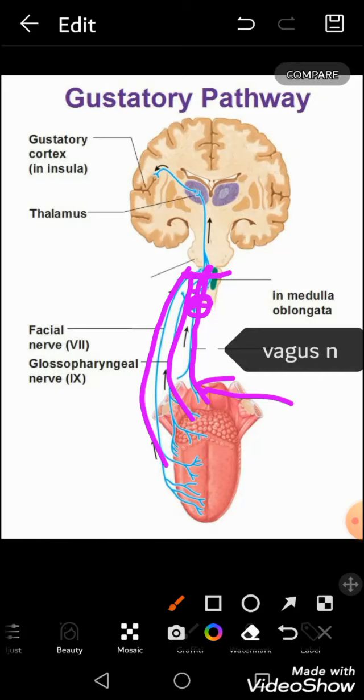And in the thalamus they will relay in the ventroposteromedial nucleus, and then they have to reach towards your gustatory cortex, and that could be the lower part of your postcentral gyrus, right? That is called the area of taste, and you can observe that it could be lying in the insula as well, right?